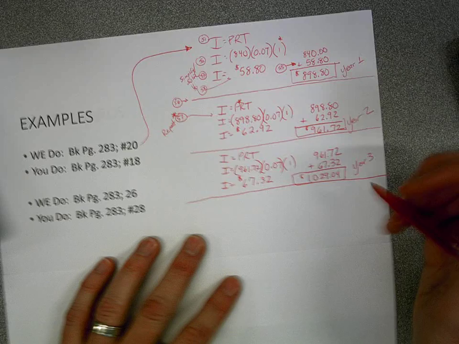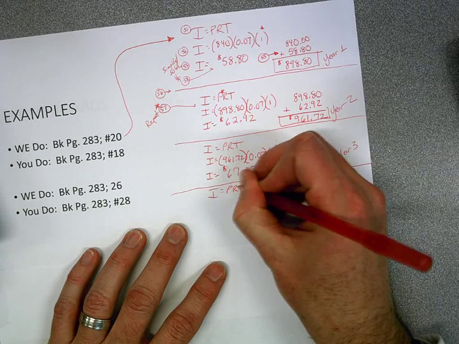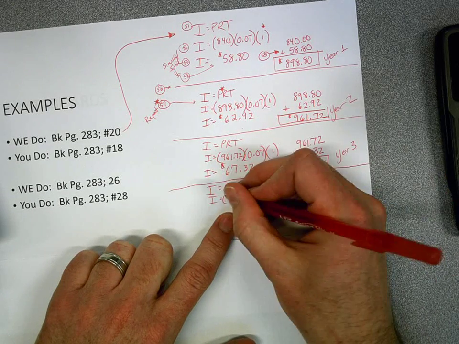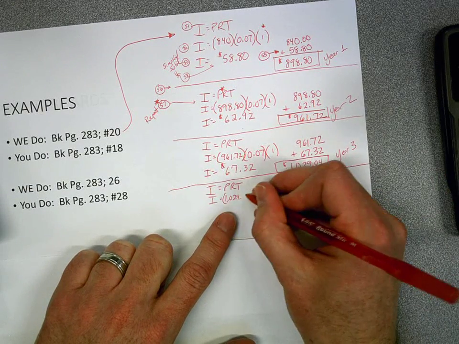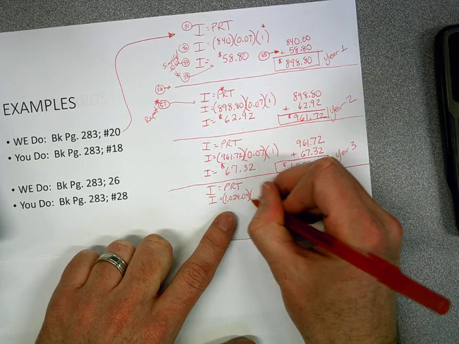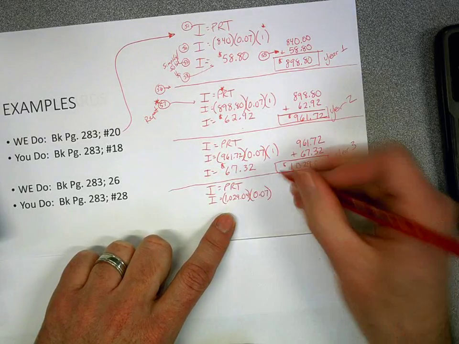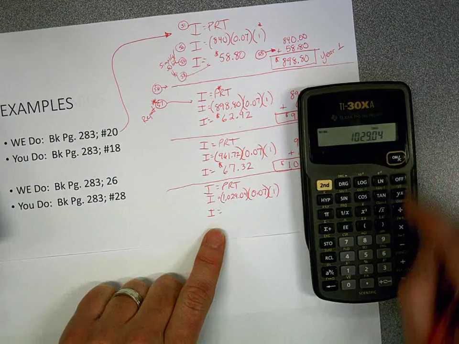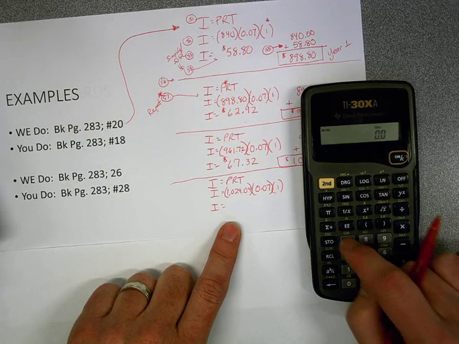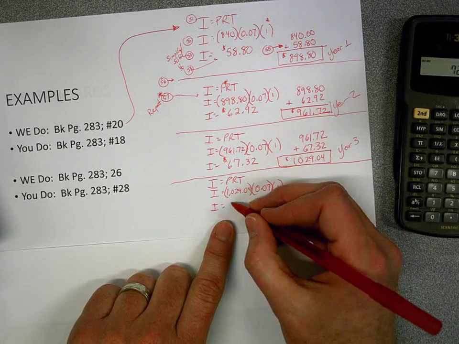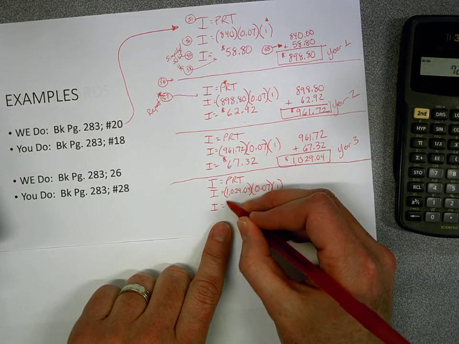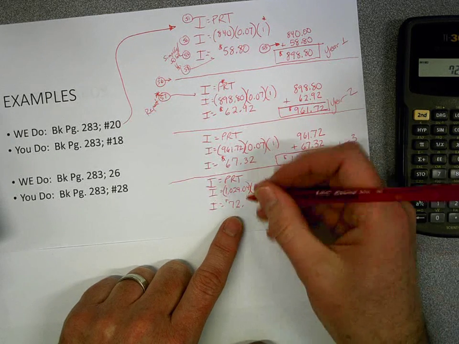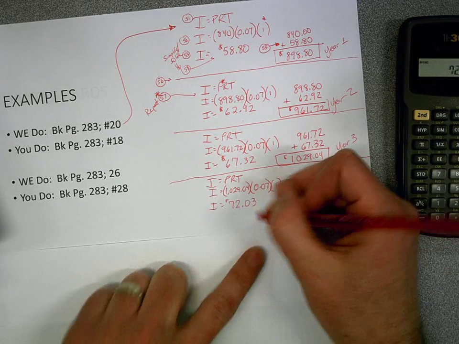Here we go. I equals PRT. You notice I take a breather in between each line. Principal is $1,029.04. The interest rate's still 7%, so 0.07 for just 1 year. Interest. Here we go. That times 0.07 equals $72 and 0.0328, so it's just $72.03.